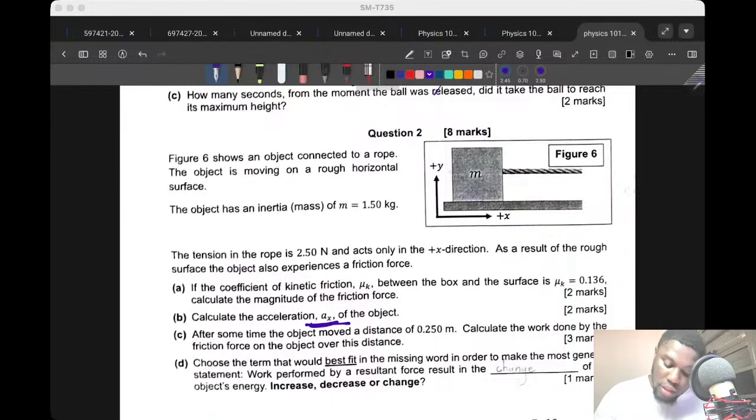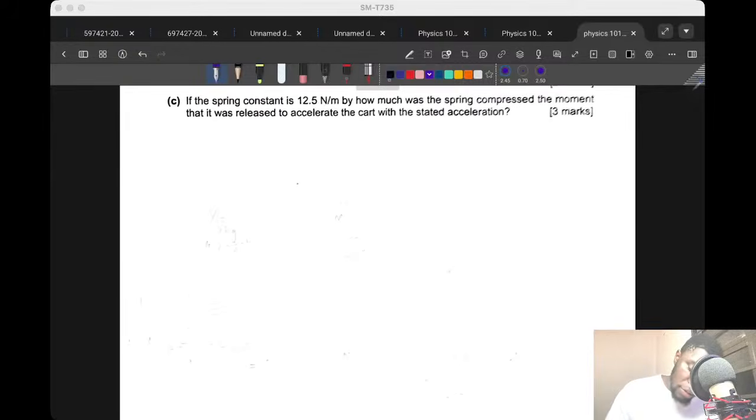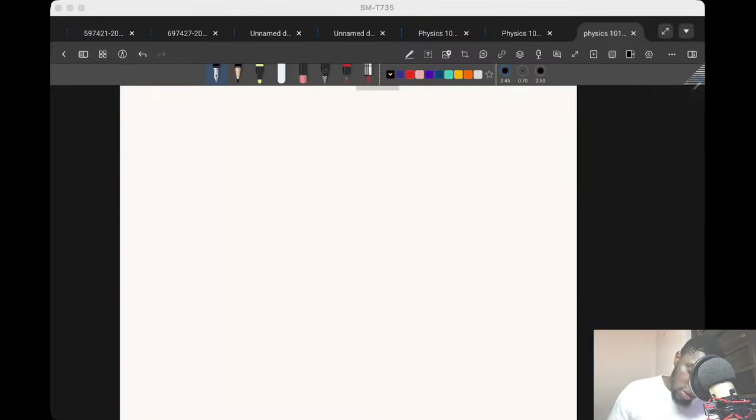Here's another, the box sitting on the surface. We can put a free body diagram for this. It's just going to be, we put a dot, then you show that, okay.